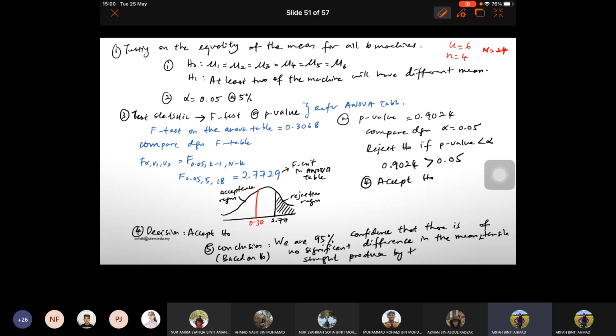Produced by all the 6 machines. That mean tak ada beza pun antara mean tensile strength yang dihasilkan oleh machine 1, machine 2, machine 3, machine 4, machine 5 and machine 6. Okay. That is the result that we gain from the, what we call it, analysis of variance. So yang nak salin boleh salin.